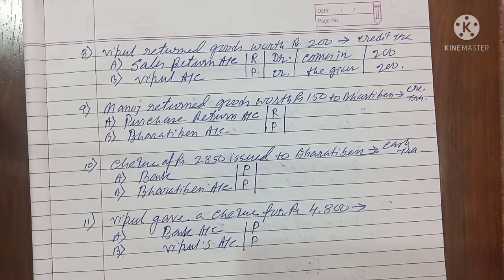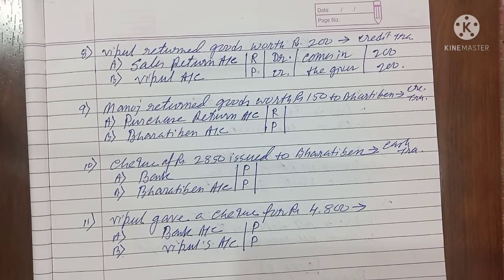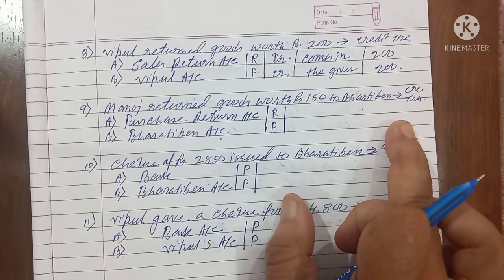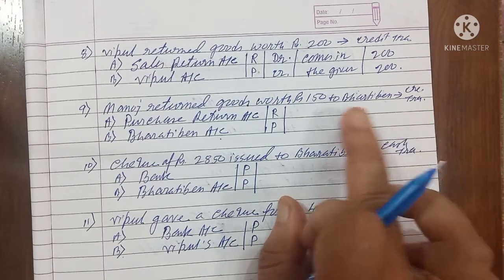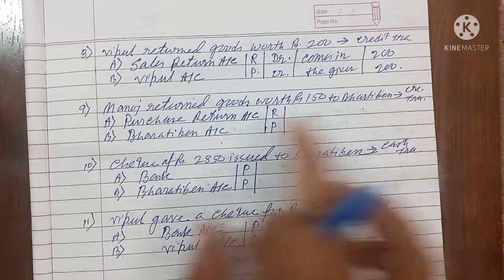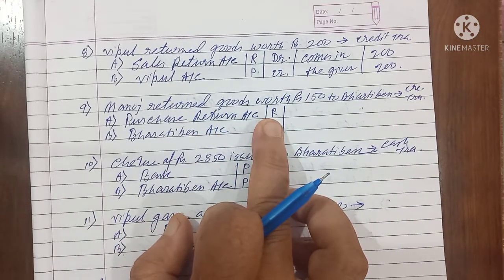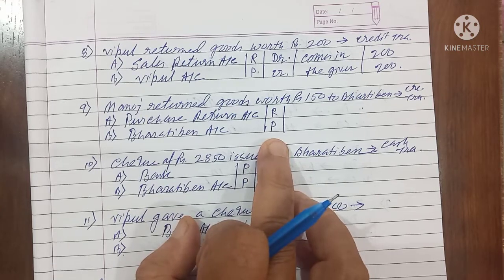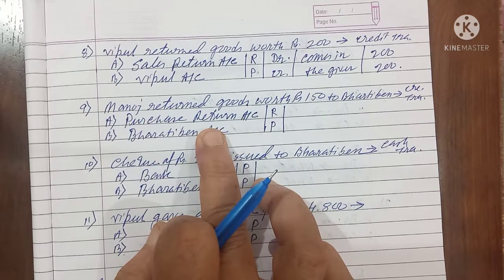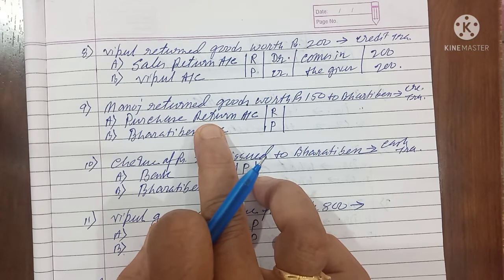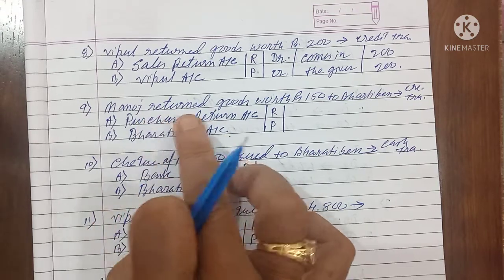Number 9. Manoj returned goods of rupees 150 to Bhartiben. Credit transaction. One is purchase return and the other is the Bhartiben account. Purchase return is a real account and Bhartiben is a personal account. Now due to these transactions, goods is going out. See, Manoj returned the goods.